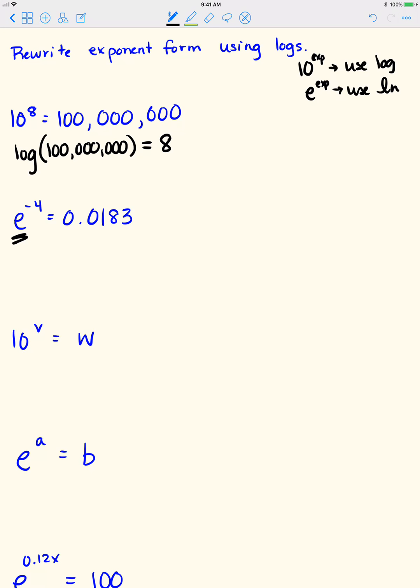It's an e, so we'll use natural log. So if I do the natural log of my answer, this 0.0183, it will give me negative 4. Because again, negative 4 is the power on e that gave me that number we were taking the natural log of. 10 to the v equals w.